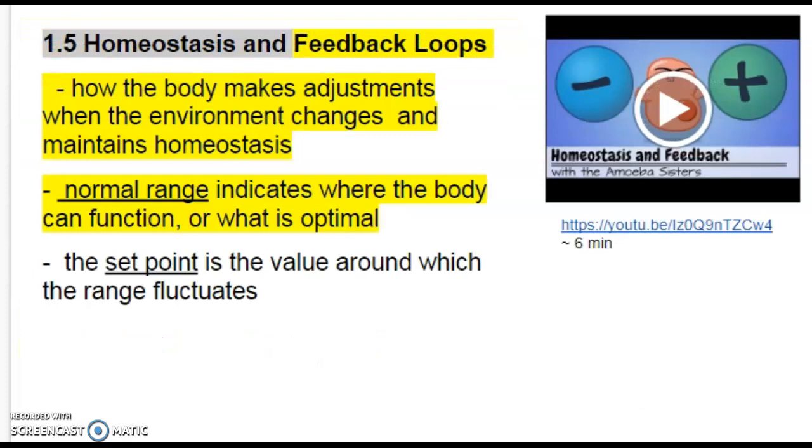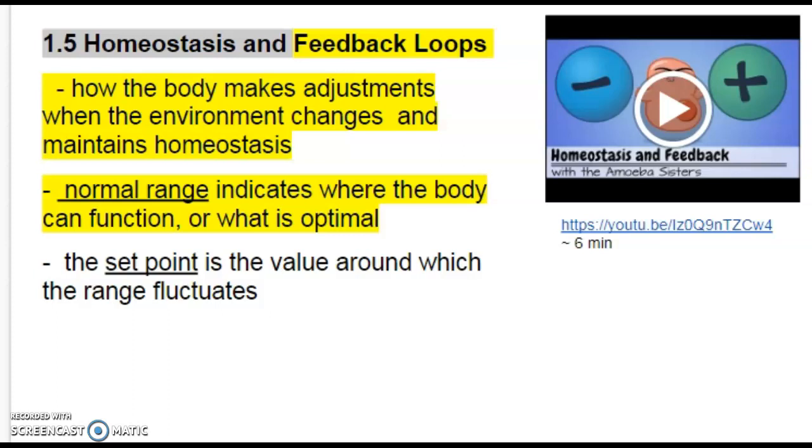We are going to talk about feedback loops. Your body, once again, is definitely all about homeostasis. A feedback loop talks about how the body makes adjustments when the environment changes to help your body maintain homeostasis. So first of all, you have a normal range, and this is where your body can function, or what's going to be an optimal function.